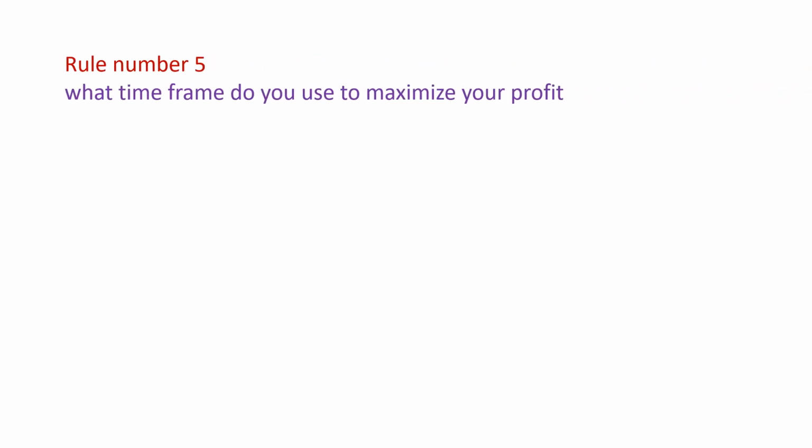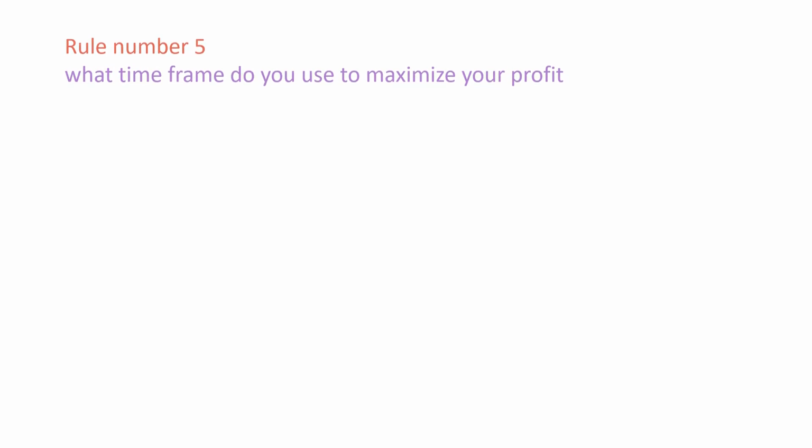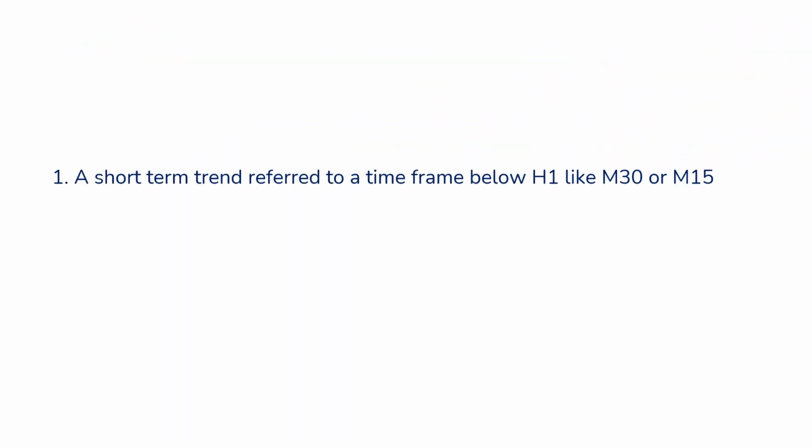Rule number 5: what time frame do you use to maximize your profit? A short, medium, and long-term price trend will solely depend on the time frame used, and they are as follows. Number 1, a short-term trend refers to a time frame below H1, like M30 or M15. Scalping, day trading, range and swing trading, and also trend following fall into this category.